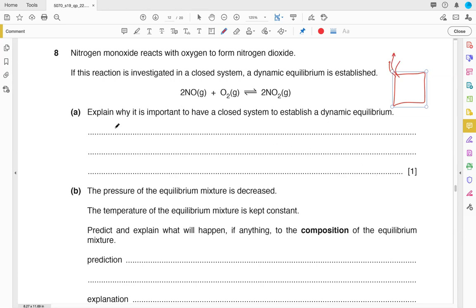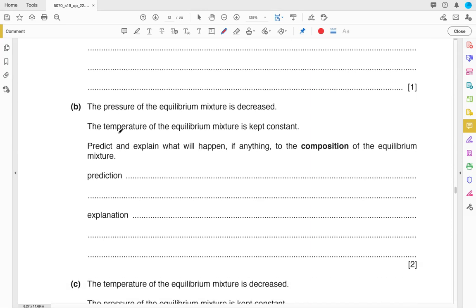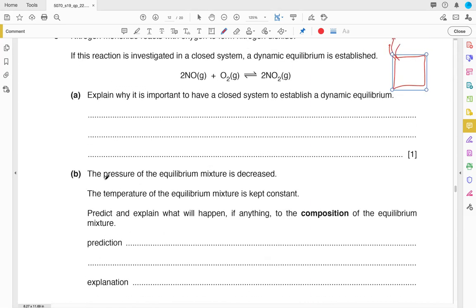So why is it important? Because we do not want reactants or products to escape. So just mention that. All right. Pressure of the equilibrium mixture is decreased. Now, whenever the word pressure comes, that's our hint to look at the number of moles of gas. So on this side, we have 3. On this side, we have 2. So just remember that. Temperature of the equilibrium is kept constant. So temperature is constant. That's all right. It's not going to affect it.